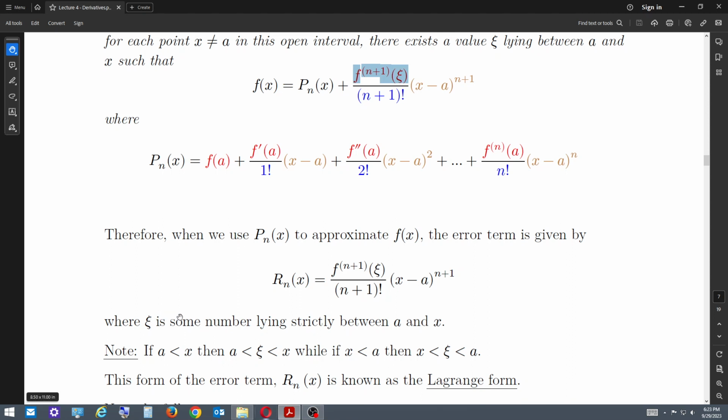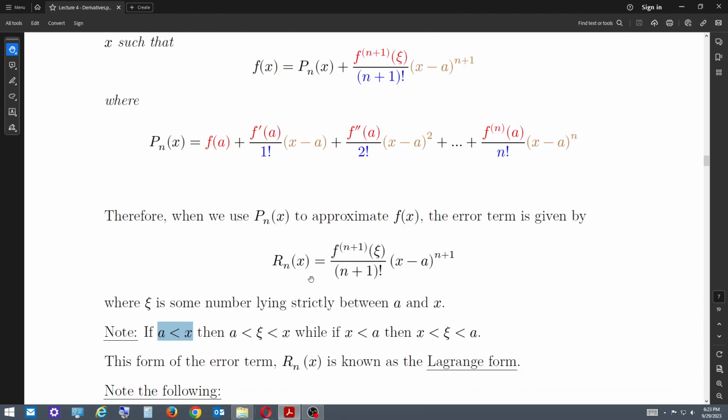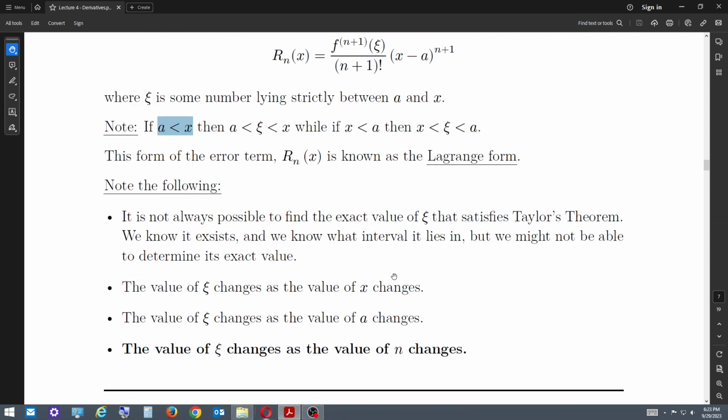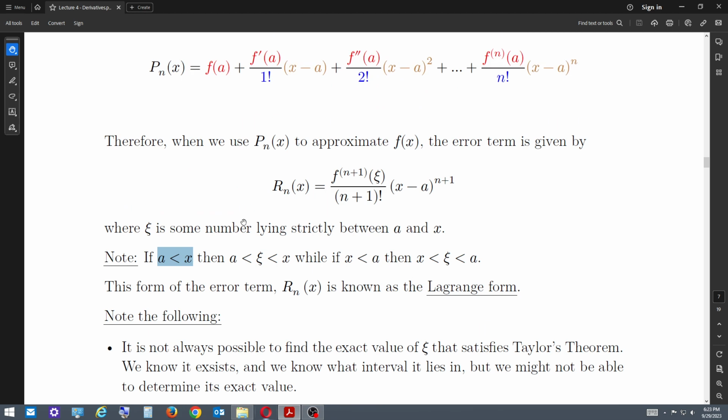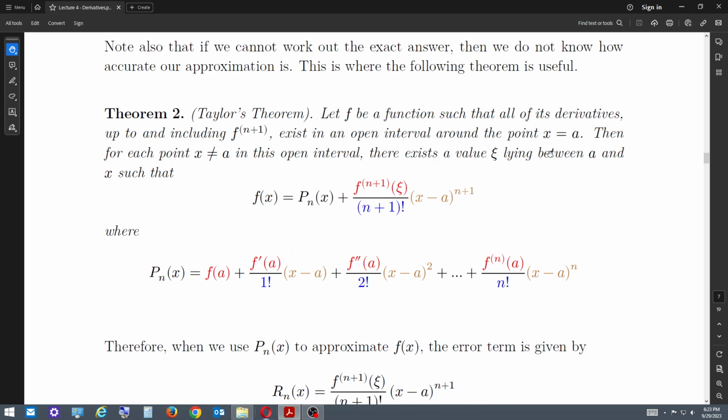Like I said, xc is some number lying between a and x. You could have two possible cases, either a is less than x or x is less than a. In both cases, just remember that xc lies between the two numbers, whatever they are. Also, this form of the remainder term is called the Lagrange form. There are other forms of the remainder term, but this is the one we are looking at. Taylor's theorem tells us that xc exists. It does not tell us how to find it, and in fact, we will not be interested in how to find it.